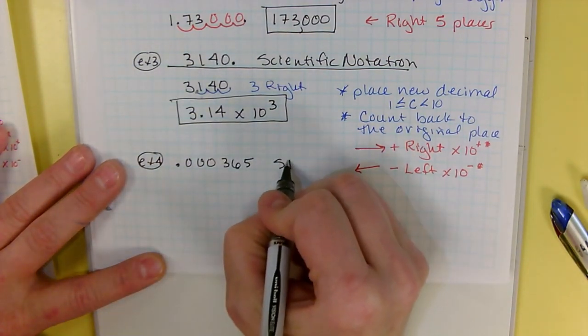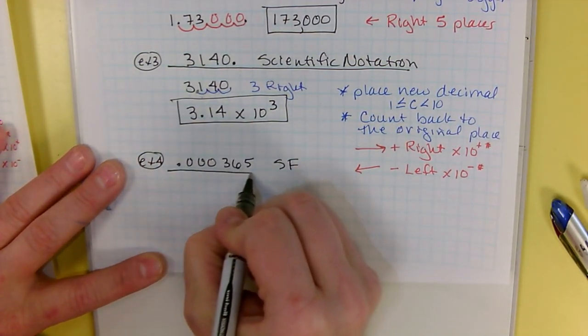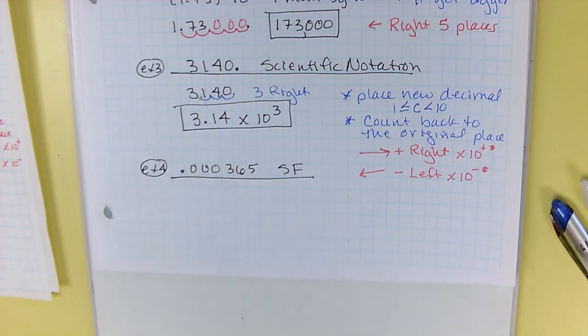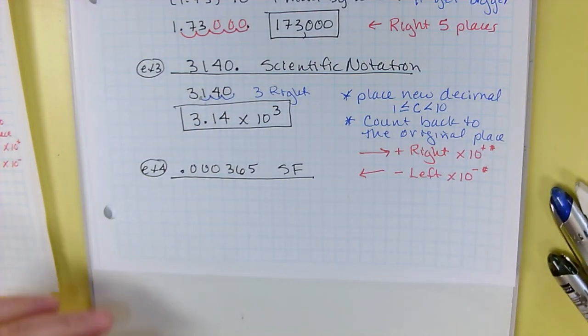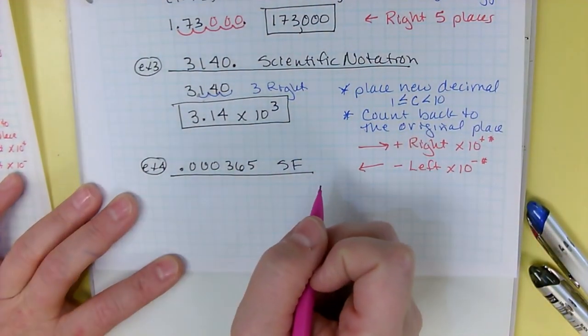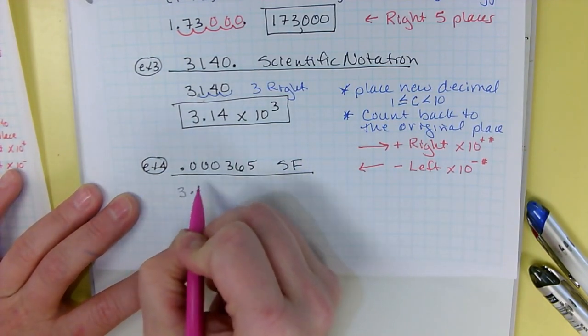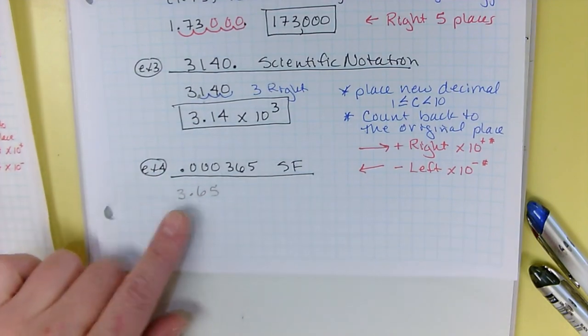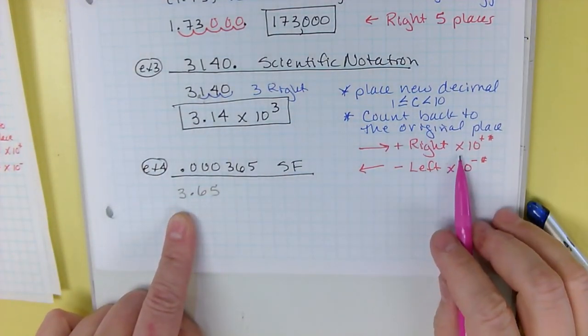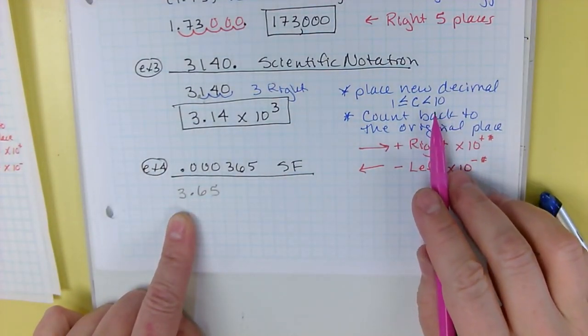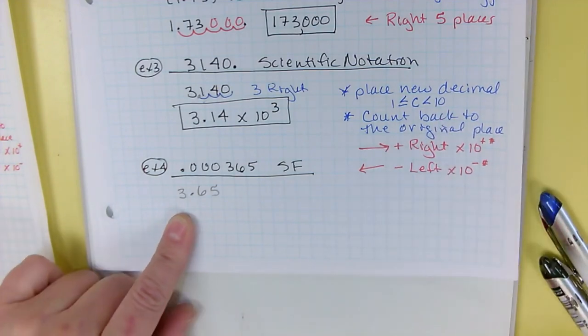0.000365. We're going to put this into scientific form or scientific notation. All right, so where does the new decimal need to be? So the new decimal needs to be between the 3 and the 6, because 3 meets the requirement of less than 10, bigger than 1. Okay, so we got that part.